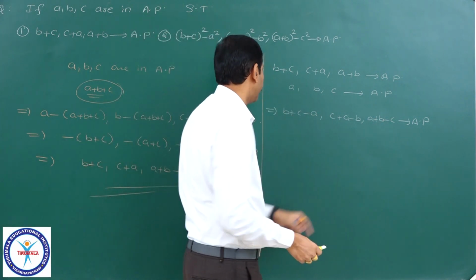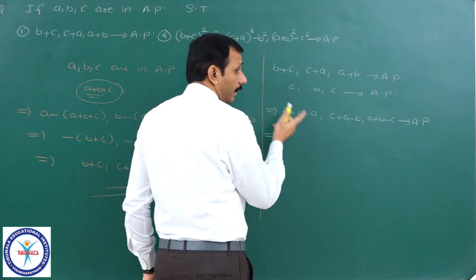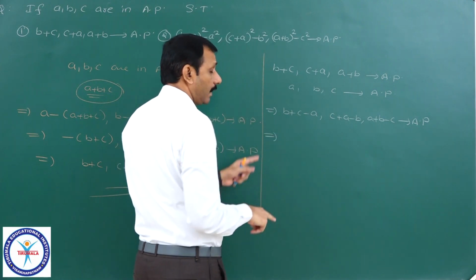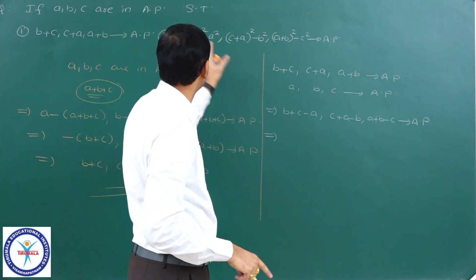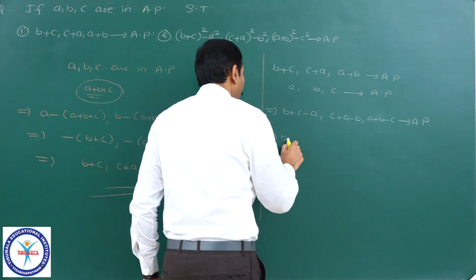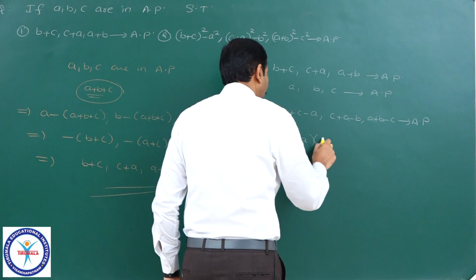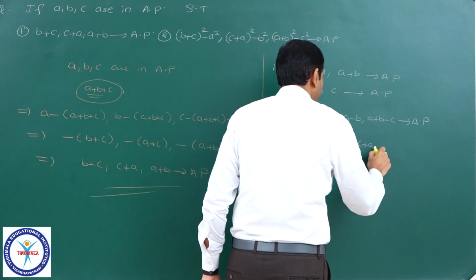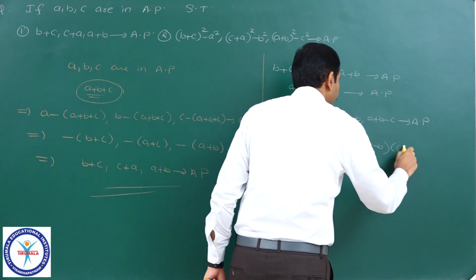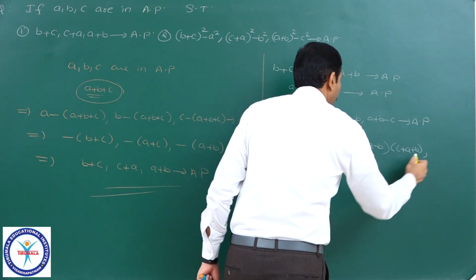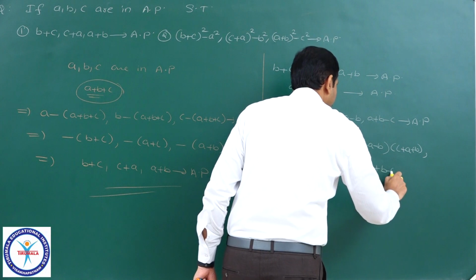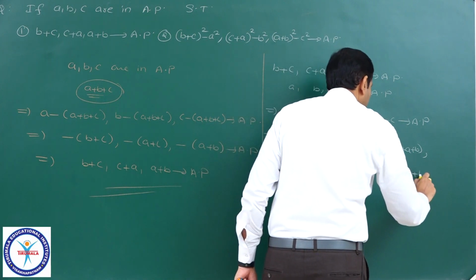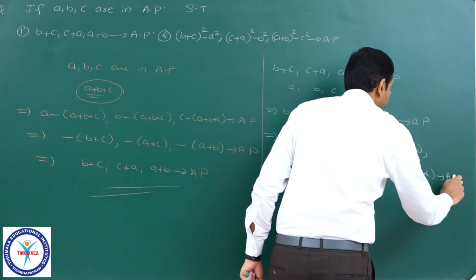Our aim is to show that they are in AP. Because these are in AP, if I multiply them with a constant, that constant I am taking as A plus B plus C, to get this result. Therefore, now (B plus C minus A) into (B plus C plus A), comma, (C plus A minus B) into (C plus A plus B), comma, (A plus B minus C) into (A plus B plus C) are also in AP only.